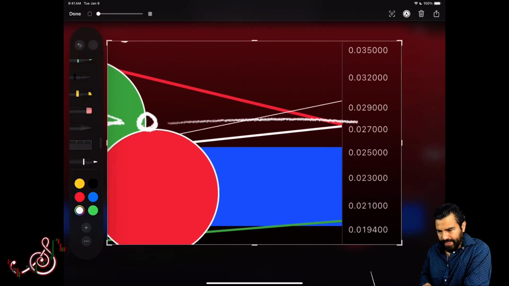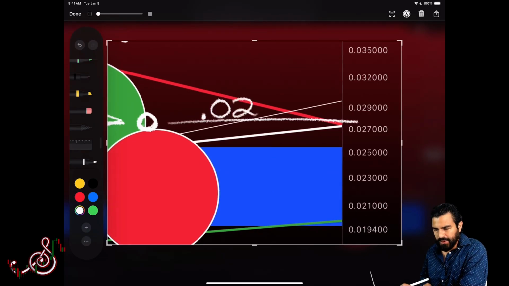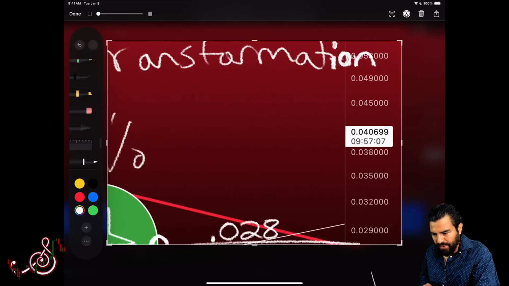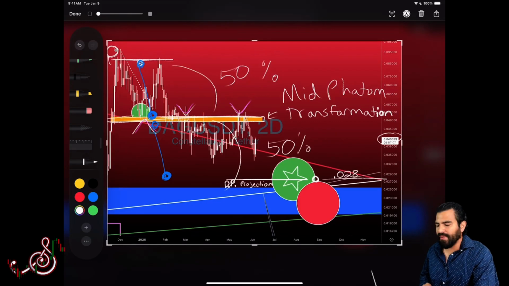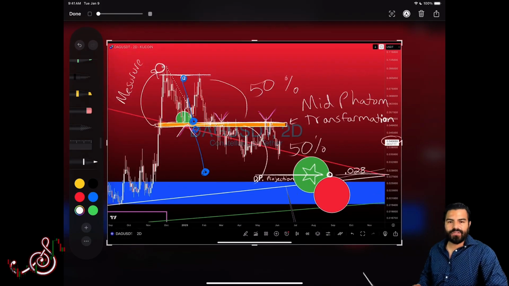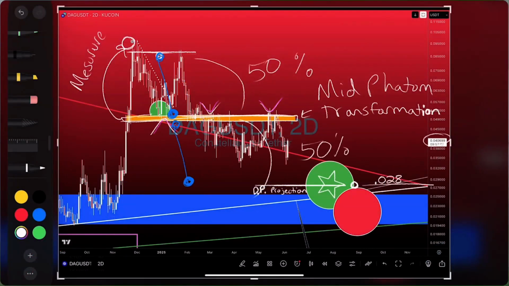It's going to be something like 0.028. Current price is 0.4940, so we're probably going to be coming down. We need to see, is there signs of weakness? Take a screenshot. This will help you. Okay, got it? All right.